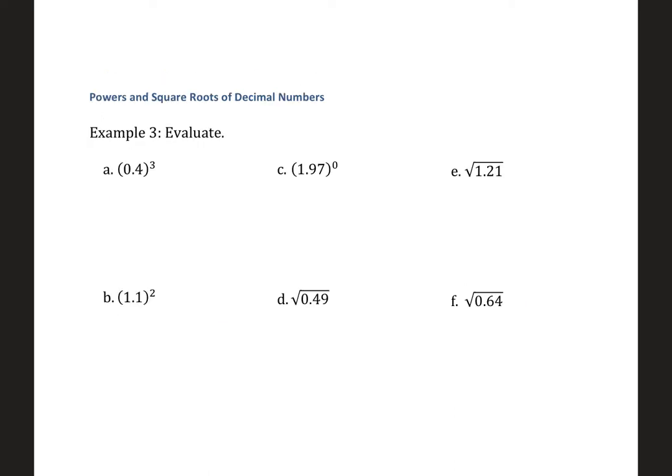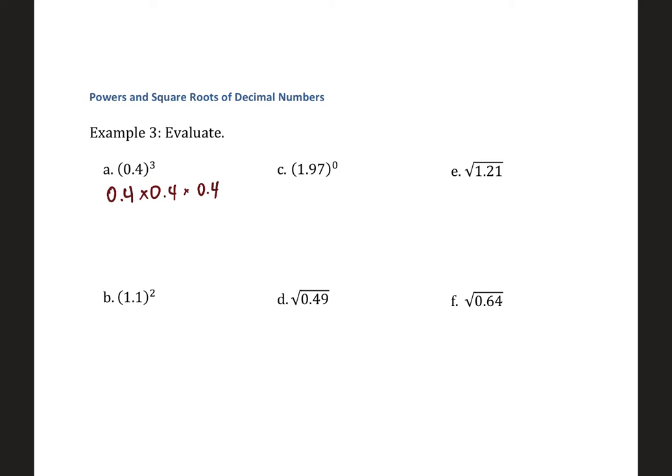Moving on to square roots and powers of decimals, it works the same way as the powers or square roots of whole numbers, but you just have to keep in mind the rules of the decimal places, right? So the product is going to have the same number of decimal places as the factors combined. So 0.4 to the 3rd is 0.4 times 0.4 times 0.4. I know 4 times 4 is 16.